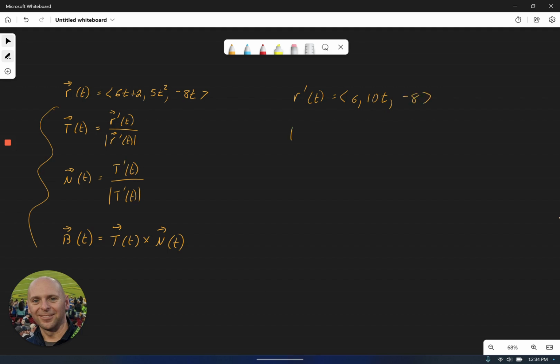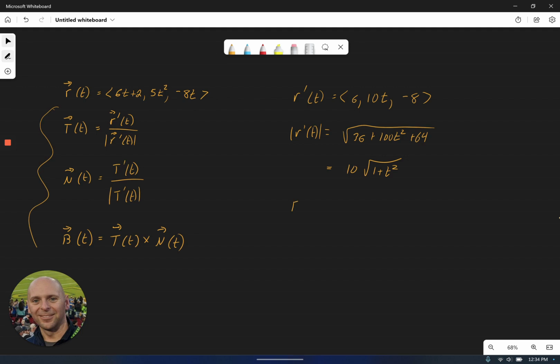Then we also need the magnitude of r prime of t. And that's going to be equal to the square root of 36 plus 100t squared plus 64, being careful to square the negative with the 8 here. And that ends up turning into 10 square root 1 plus t squared, or t squared plus 1.